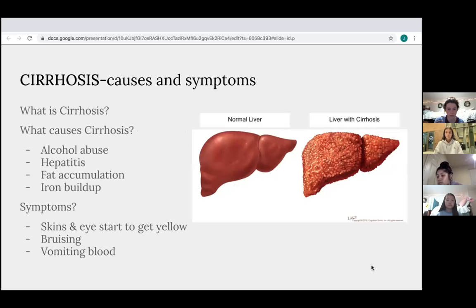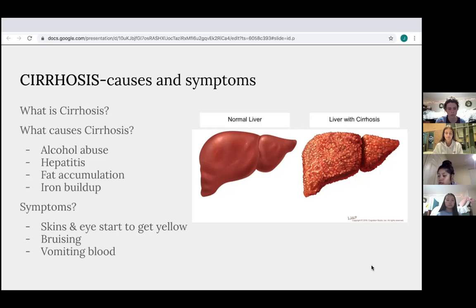So what is cirrhosis? Cirrhosis is the last stage of what is called fibrosis, which is the scarring of the liver. If you look on the picture provided, the liver on the left is healthy, meaning there's no scarring tissue, while the one on the right is covered by nothing but red and orange color bumpy texture, which is the scar tissue. What are the causes of cirrhosis?